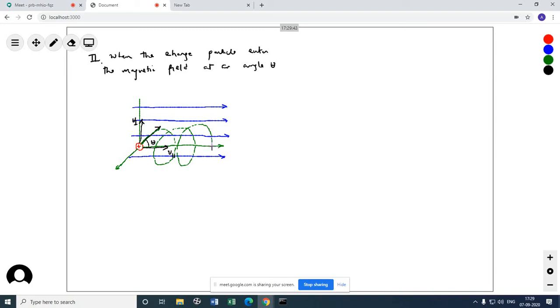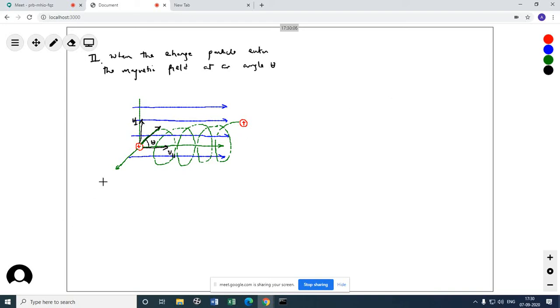So the charged particle is going to move in a helical path about the axis, something like this way. So this is the charged particle going like this. Okay, so let us see this in action.